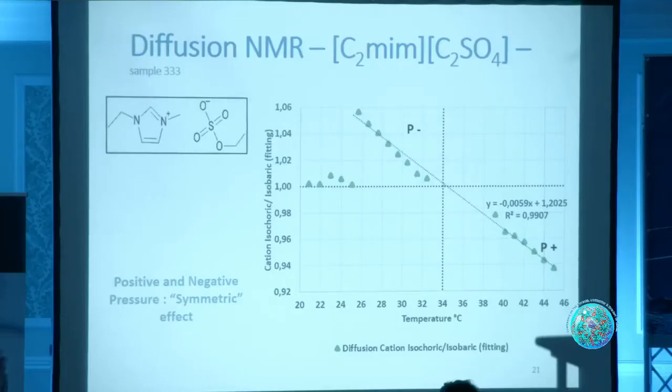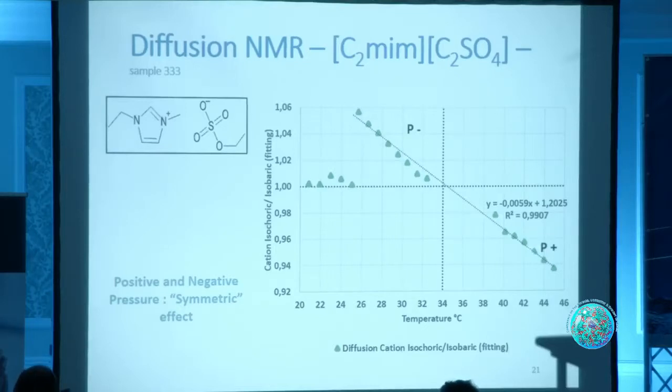Now you can do it in the differential scale. So now I have the ratio between the diffusion coefficient of the cation at the isocore, so the isocore is either at positive pressure or negative pressure, divided by the value along the isobar, which means the liquid vapor line. And as you can see now, it's evident that there is a huge difference between the diffusion coefficient at positive and negative pressure.